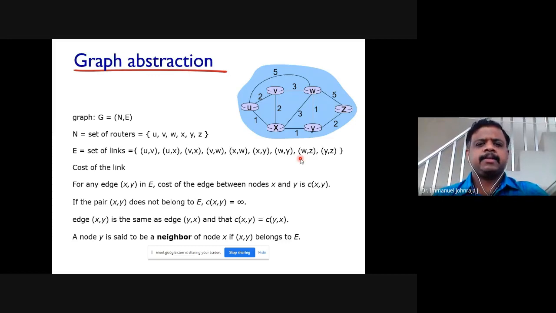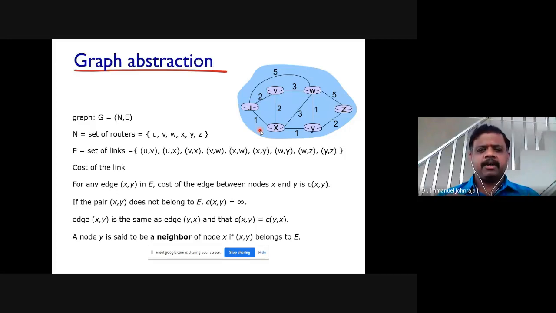The third component which we should know here is the cost of the link. What is that cost? Look at this one. There is a link connecting U and X, and a number 1 is denoted here, which means the cost involved in that particular link is one. What could the cost be? It could be a monetary cost, or a time delay, or a composite metric which represents the reliability of the link. It could be anything.